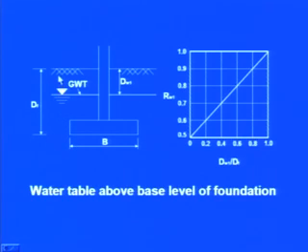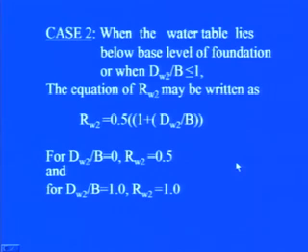Here we are considering the case when the ground water table is above the base of the foundation, where d_w1 is the depth of the water table below the ground surface and d_f is the depth of the foundation. Based on those two equations, we can develop a relationship between R_w1 and d_w1/d_f, and similarly for the other case when the water table is below the level of the foundation, or when d_w2/B is less than or equal to 1.